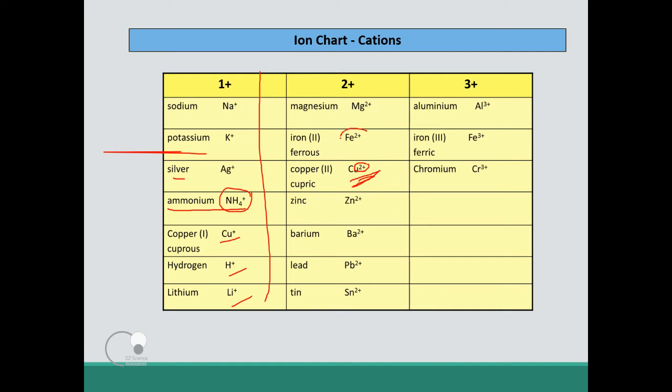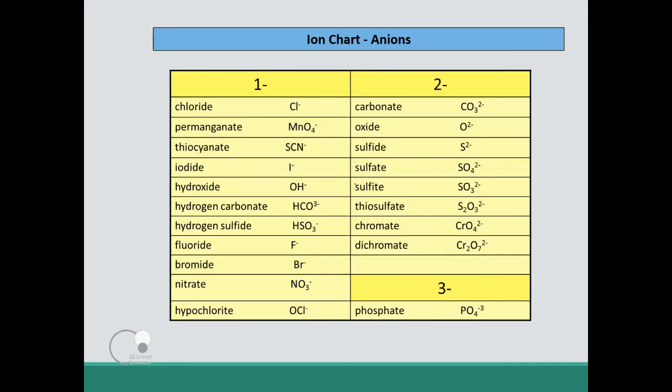Then we've got magnesium, and iron, Fe2+, which also has a version Fe3+. And then we've got zinc, barium, lead. All of the ones in this column have lost 2 electrons to form an ion with a +2 charge. And then aluminium, iron 3 and chromium have all lost 3 electrons to form an ion with a charge of +3.